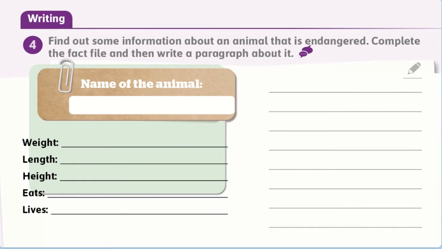Also, we will do some writing about endangered species. Remember what we studied about endangered species in module 3, the giant panda, the snow leopard, and also the gorilla. So in this part, we are gonna search about some endangered animals and write and complete this fact chart.